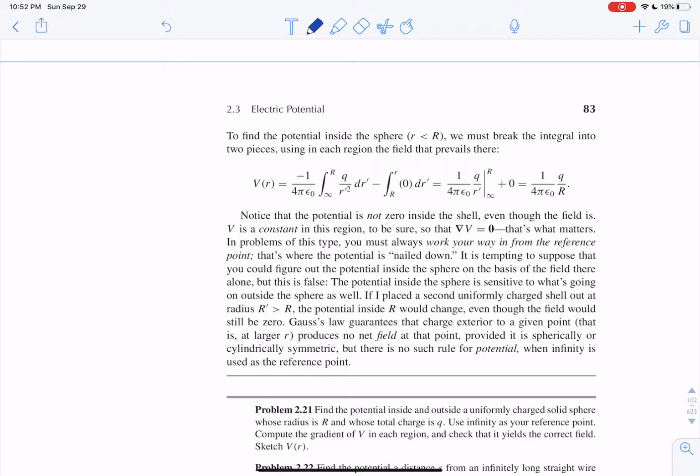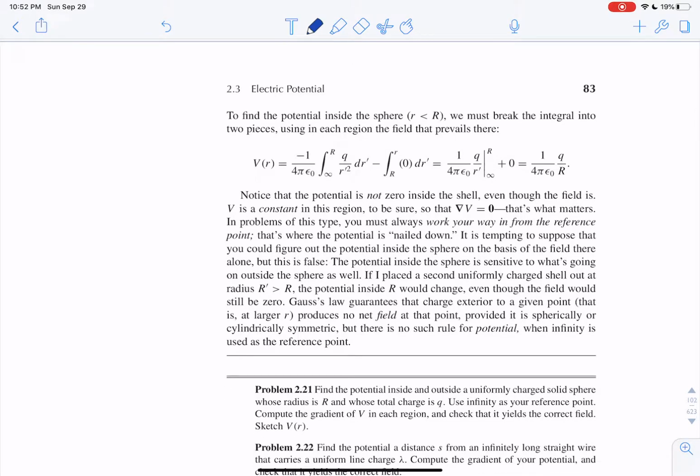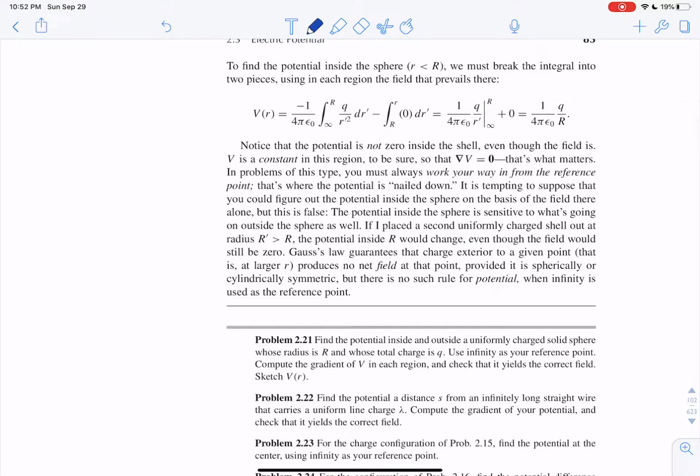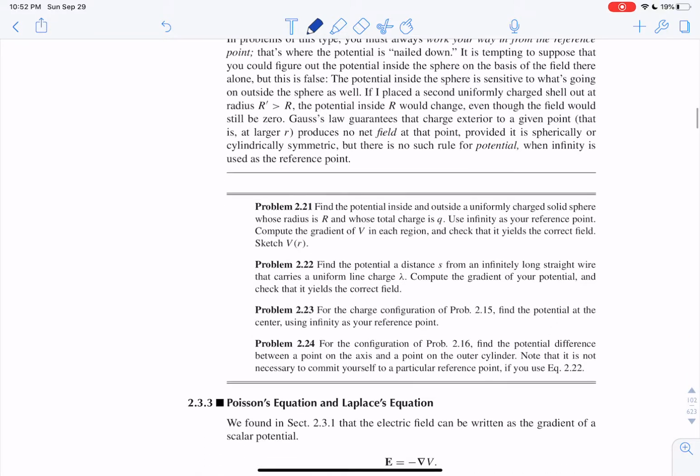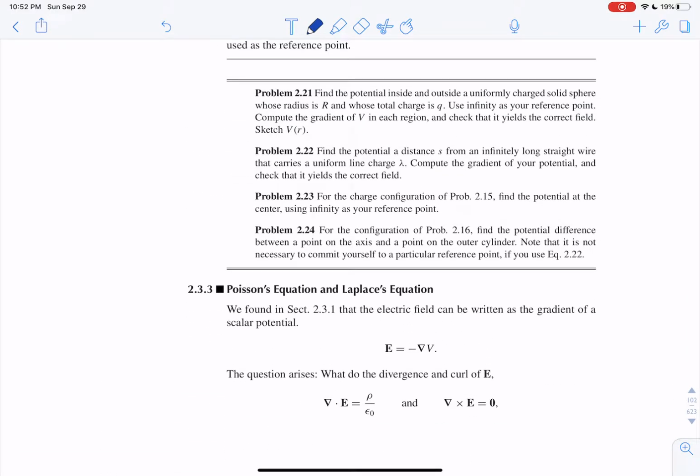So if we do this, we see that the potential is not 0 inside the shell, even though the field is, which is a little bit interesting. V is constant in this region, and that's where you get del V equals 0. That's what matters. So just make sure that when you're doing these calculations you're not assuming too much, like you might assume that the potential is 0 inside. Not always the case. Let the math be your guide. It's because the potential inside the sphere is sensitive to what's going on outside the sphere as well. And then we've got some problems here that we'll do.